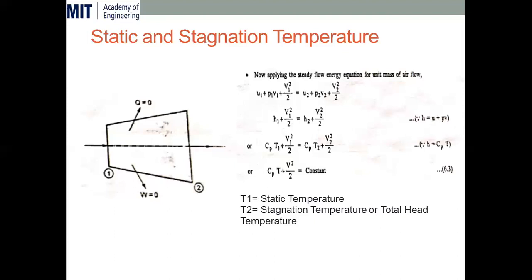specific volume. So this h we can write as cp into t, the basic thermodynamics formula. So h1 is equal to cp into t1 plus v1 square by 2 is equal to cp into t2 plus v2 square by 2, and this cp into t plus v square by 2 is equal to constant. So t1 is the static temperature and t2 is the stagnation temperature or total head temperature at section 2.